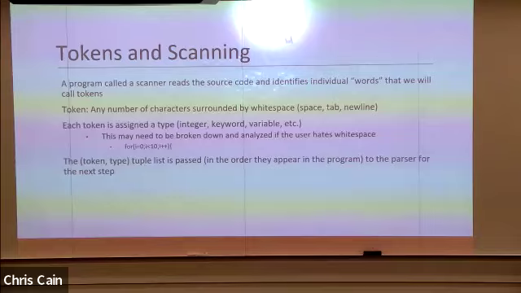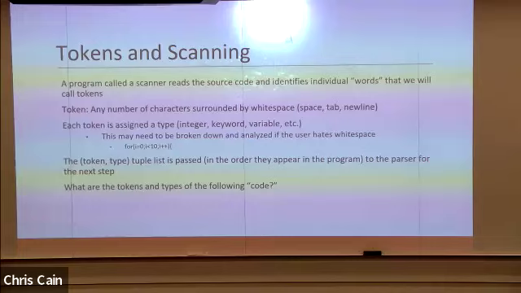We end up with a list of tuples. The first element of that tuple is the token itself, and the second element of the tuple is the type: the integer, the keyword, the variable, etc. And it's passed to the parser in the order they appear in the program. So you can imagine now breaking down a program into a list of these token type pairs and then passing those on. That is the entire purpose of the tokenizer, the scanner.